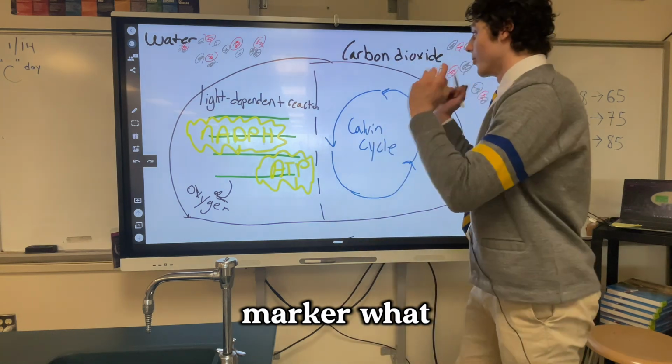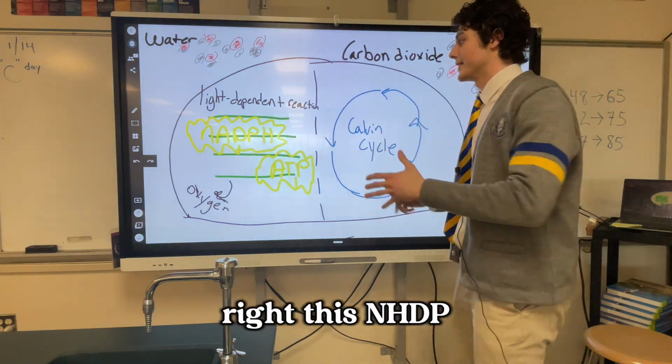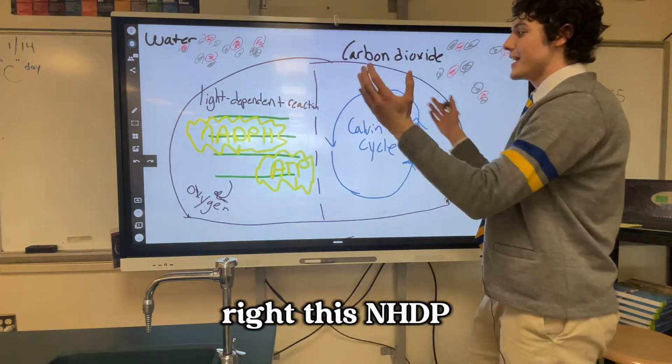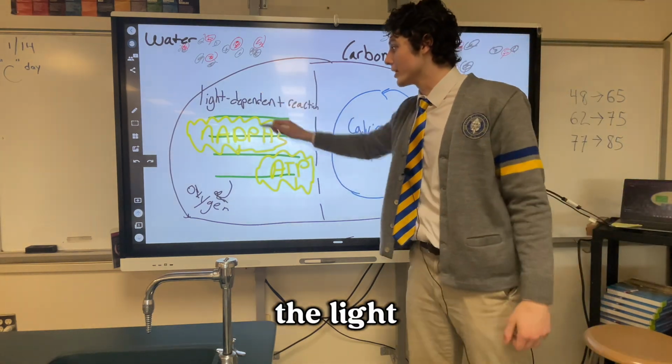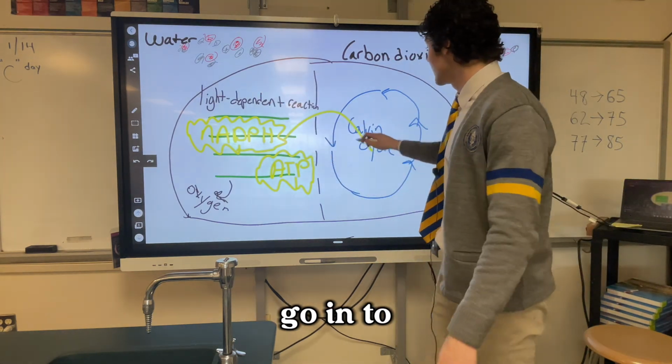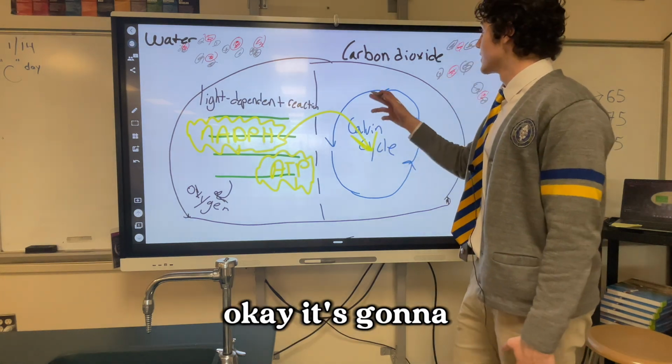Marker. What is all of this used for? That's our next thing, right? This NADPH, this ATP, what does it have to do with anything? It was dependent on the light. Now we got it. Well, it's going to go into the Calvin cycle, okay? It's going to go into the Calvin cycle.